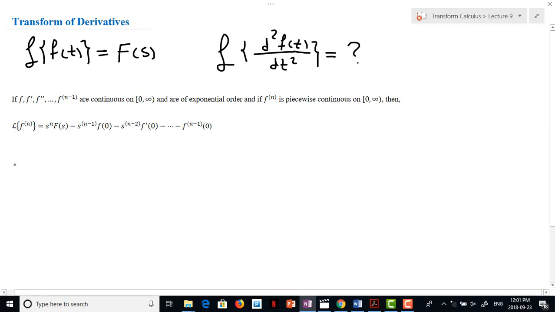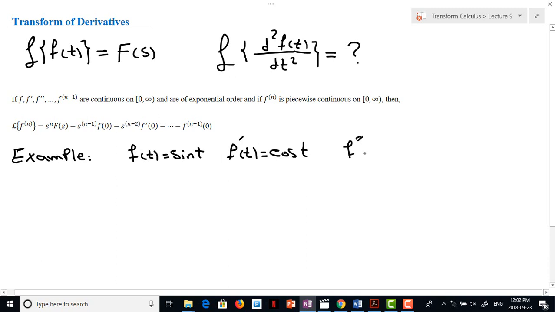Now I just give you one simple example to check the validity of this equation. Imagine I have a function like sine t. I know that the derivative of the function is cosine t. The second derivative of the function is minus sine t. Also, I know that f at t equal to 0 is sine 0, which is 0. f prime at t equal to 0 is cosine 0, which is 1.